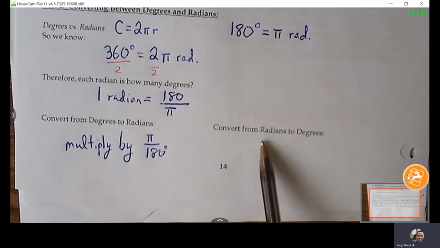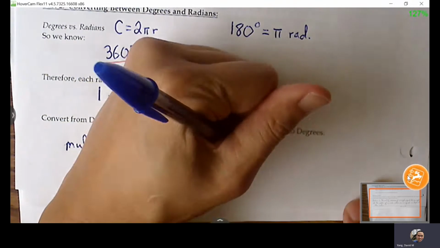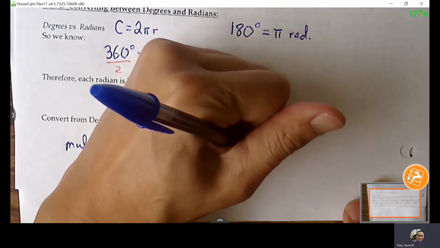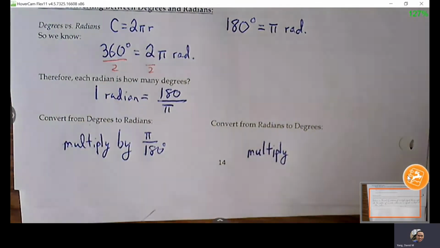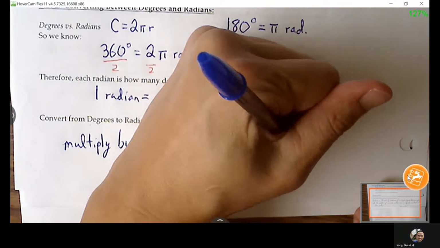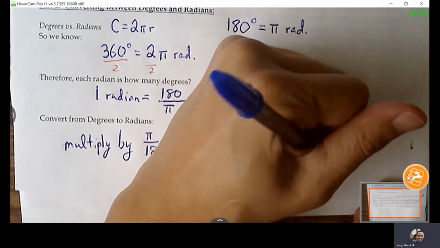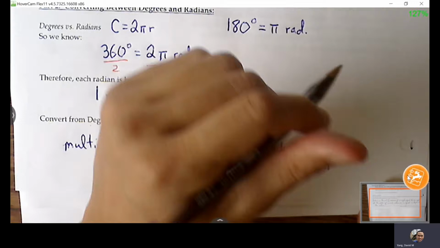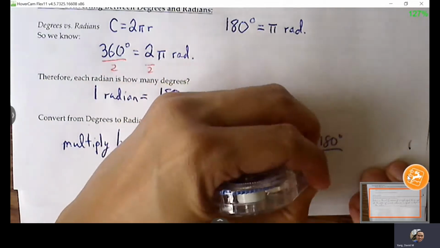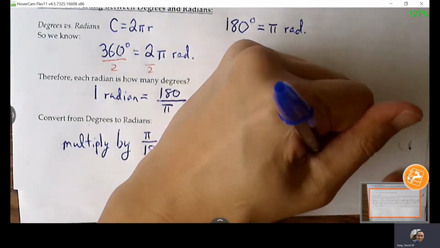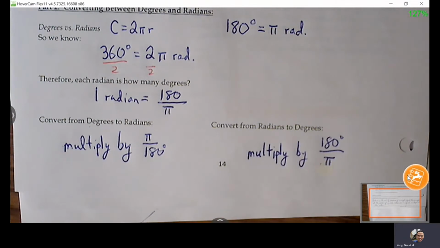Likewise, if I want to convert from radians to degrees, now I'm going to be starting with something that has pi in it. I want that pi to go away, so I need that conversion to have pi in the denominator and degrees in the numerator. Sorry, let me write that better here. 180 over pi. So it's kind of like dimensional analysis, where we're matching and pairing the units that we want to disappear and the units that we want to keep.